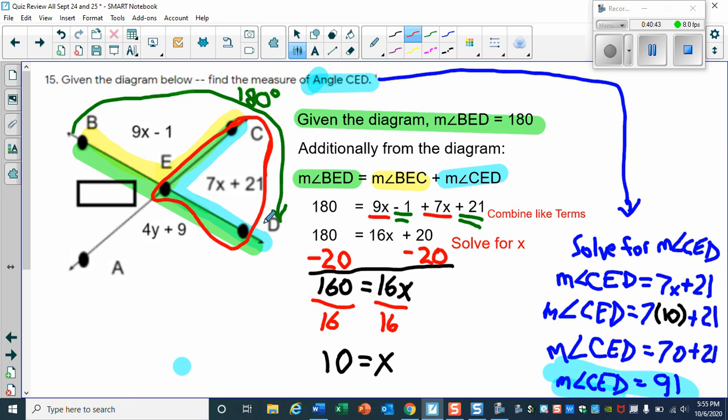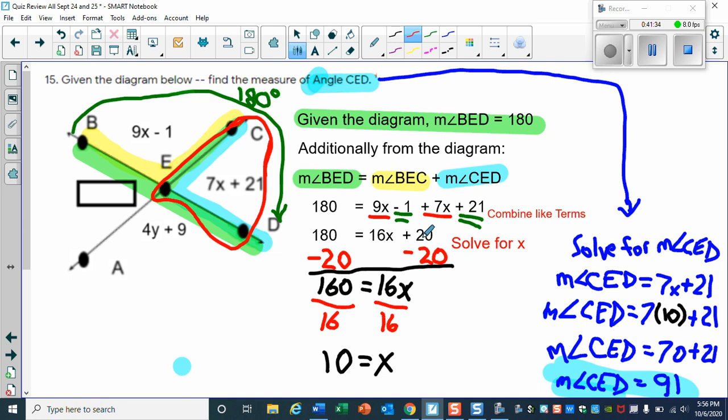Now, BED equals BEC, which is 9x minus 1, this angle right here, plus CED, 7x plus 21. So 9x minus 1 plus 7x plus 21. You need to combine like terms. 9x plus 7x is 16x. Negative 1, positive 21. 21 minus 1 is 20. So now we need to subtract 20 on both sides. So 180 minus 20 gives us 160.